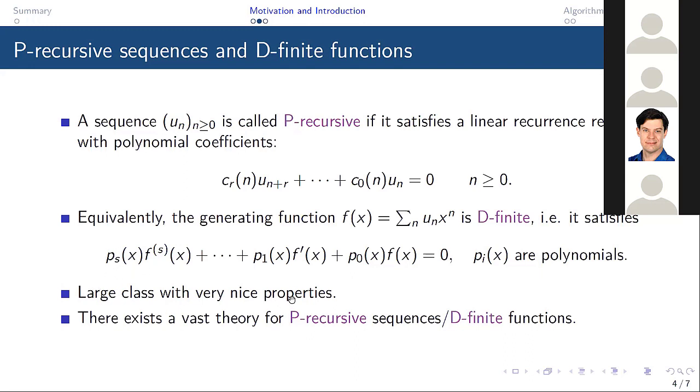So as I mentioned, these two classes are very large, and at the same time, they are very easy to handle because they both just need finitely many data to incorporate. So you just need to save the polynomials and some initial conditions. And at the same time, there is a vast theory for both of these viewpoints in this field, and also nice effective algorithms for this class.